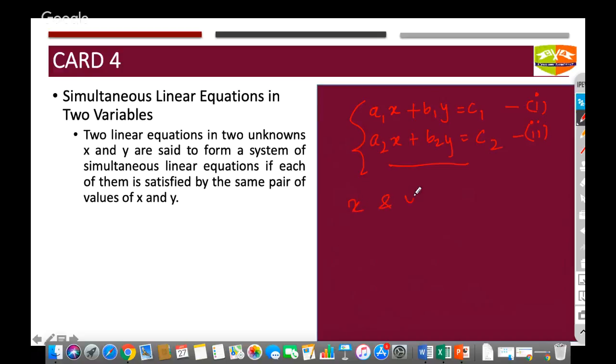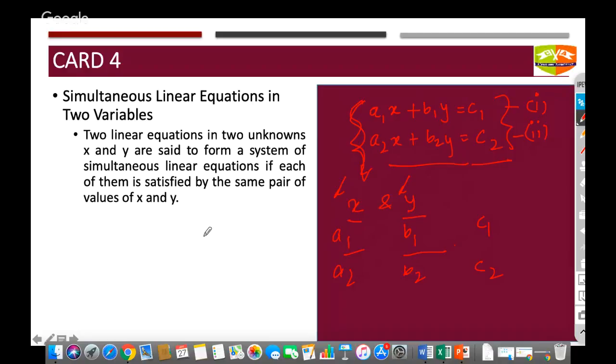So I have two variables x and y here, and just by changing the coefficients of x and y two times, first case I'm taking a1 here, second case I'm taking a2 here, b1 and b2 in the first and second case, and c1 and c2 respectively in the first and second case. I'm trying to make two linear equations, and together these two linear equations would be called simultaneous linear equations or a pair of linear equations. So two linear equations in two unknowns x and y are said to form a system of simultaneous linear equations if each of them is satisfied by the same pair of x and y.